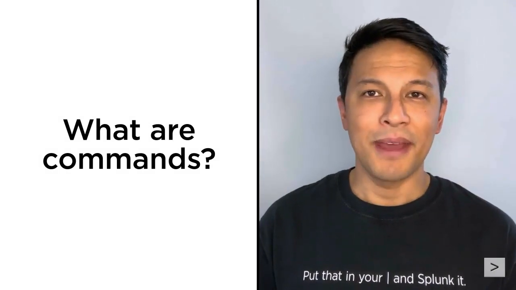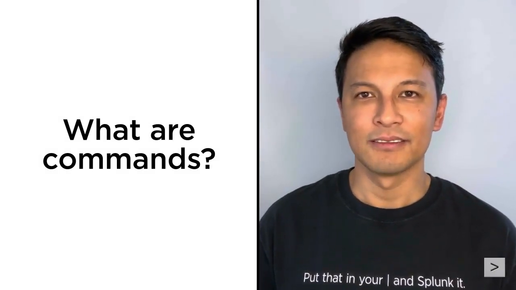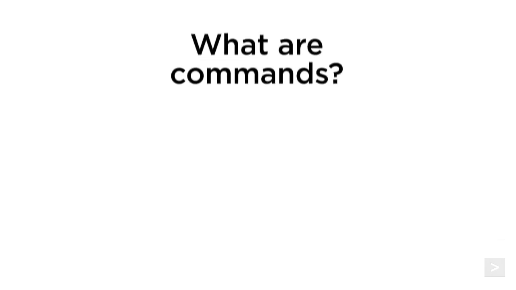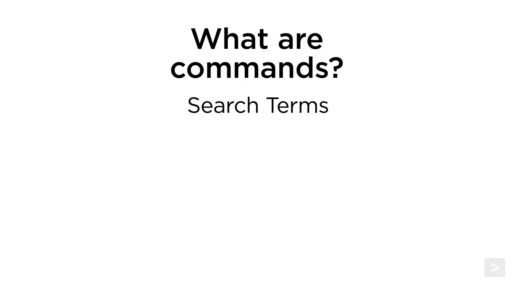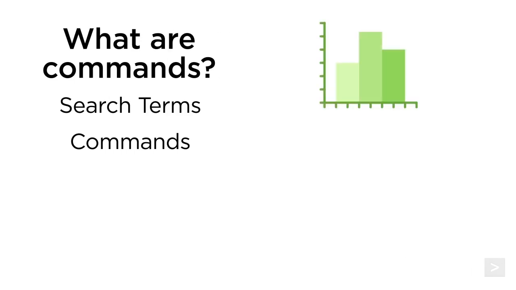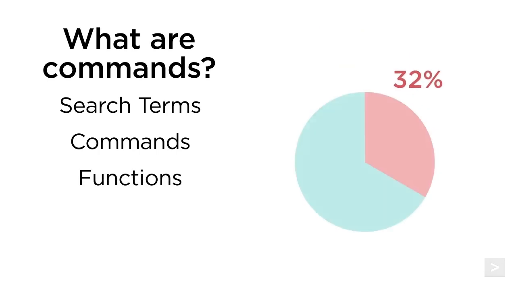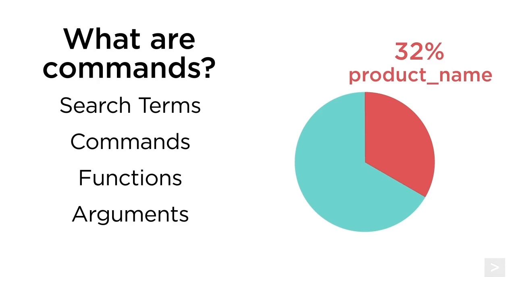Let's look at how to use commands to do more with our search results. Splunk's search language is built from 5 components. Search terms are the foundation of search queries. Commands tell Splunk what we want to do with the search results. This includes creating charts, computing statistics, and formatting. Functions explain how we want to chart, compute, and evaluate the results. Arguments are the variables that we want to apply to the function. And clauses explain how we want results grouped or defined.